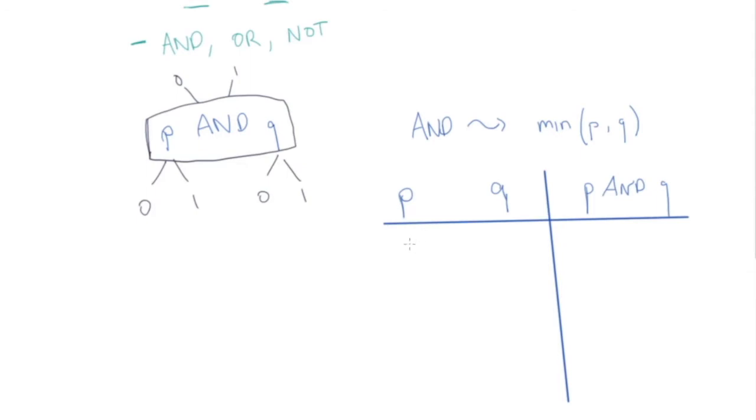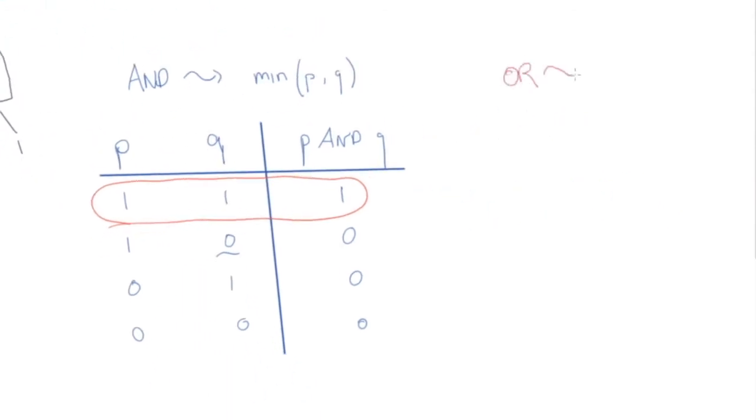Okay, so if P is 1 and Q is 1, the minimum value of P and Q is 1. But if P is 1 and Q is 0, the minimum value is 0. If P is 0 and Q is 1, the minimum value is 0. And if both P and Q are 0, then the minimum value is 0. So you'll notice the same pattern with the logical wedge operator, that we only get 1 when both P and Q are 1. Or is sort of the opposite.